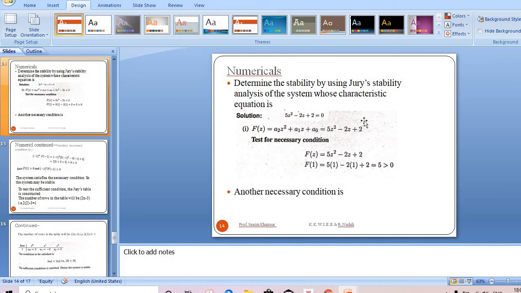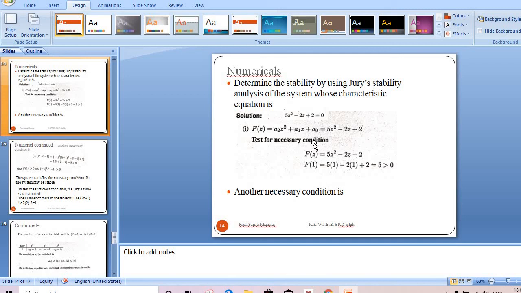Determine the stability using Jury's stability analysis of the system whose characteristic equation is given by f of z equal to 5z square minus 2z plus 2 equal to 0. So this is A0, this is A1 and this is A2. It is A2 z square plus A1 z plus A0. So what is A2? A2 is 5. What is A1? A1 is minus 2 and A0 is 2.